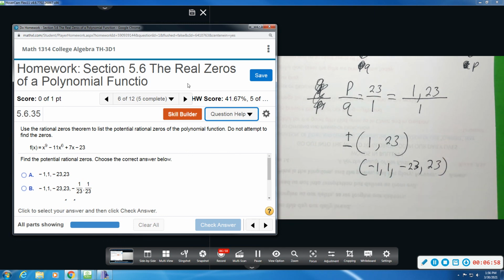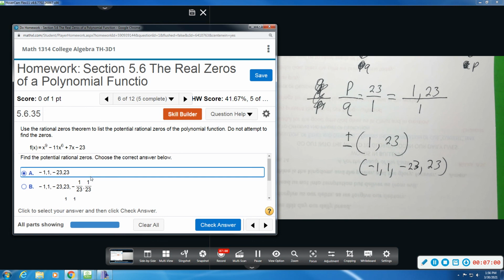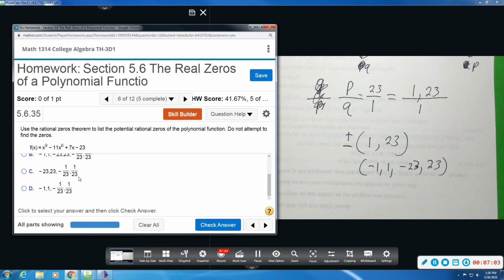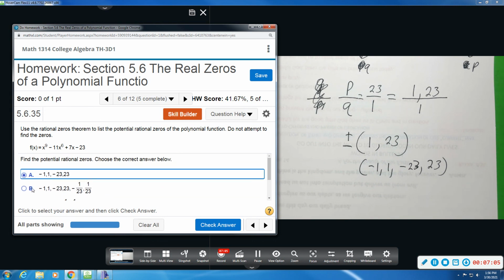And so it looks like A matches. I don't know if there's other options. It doesn't have to be in order. Okay, so this one would work out just fine.